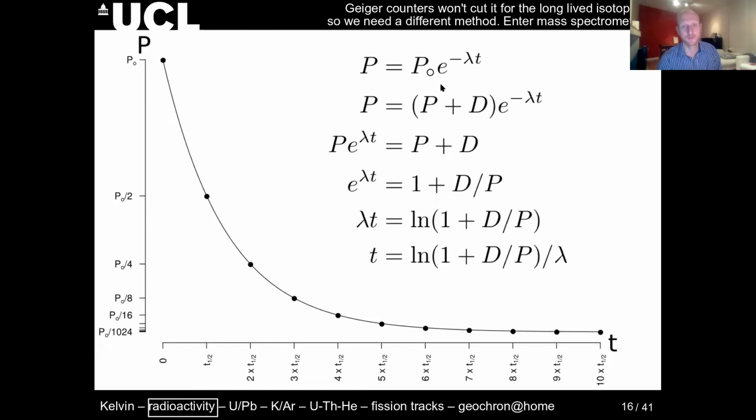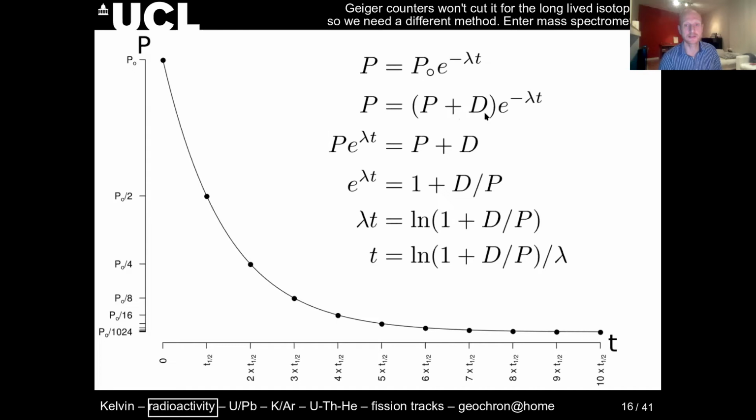So if you take the sum of the daughter atoms that are present in the sample plus the surviving parent atoms, the sum of those two should equal the amount of parent that was initially present in our sample. Now, these are all measurable, detectable quantities.